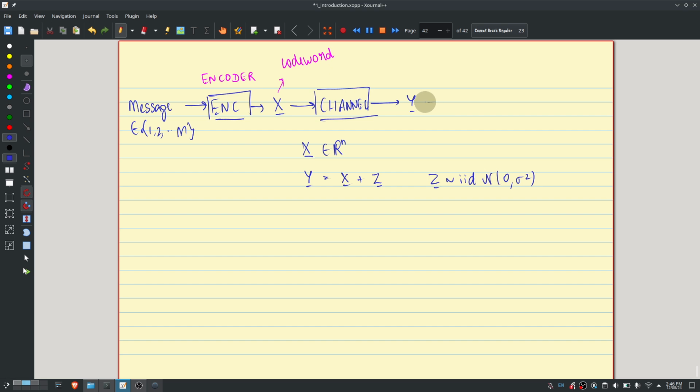Now of course, what is received is not exactly the transmitted code word, but some corrupted version of this code word. Right? It's code word plus noise. So we need to design a decoder which gives us an estimate of the message.